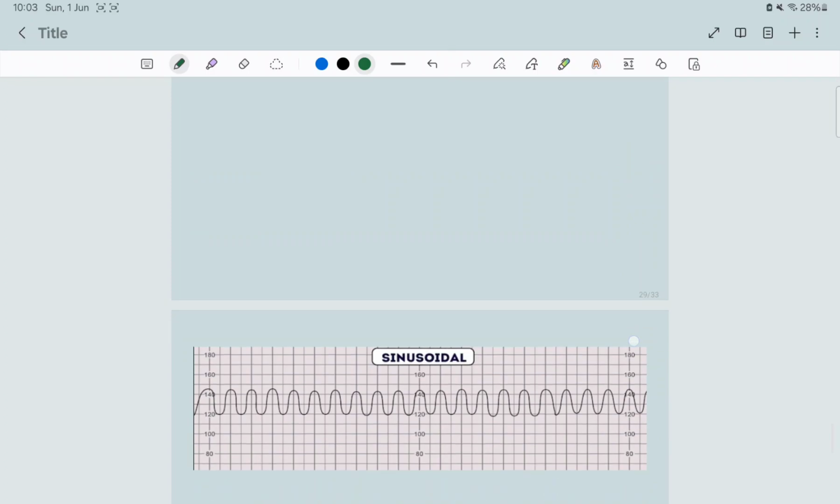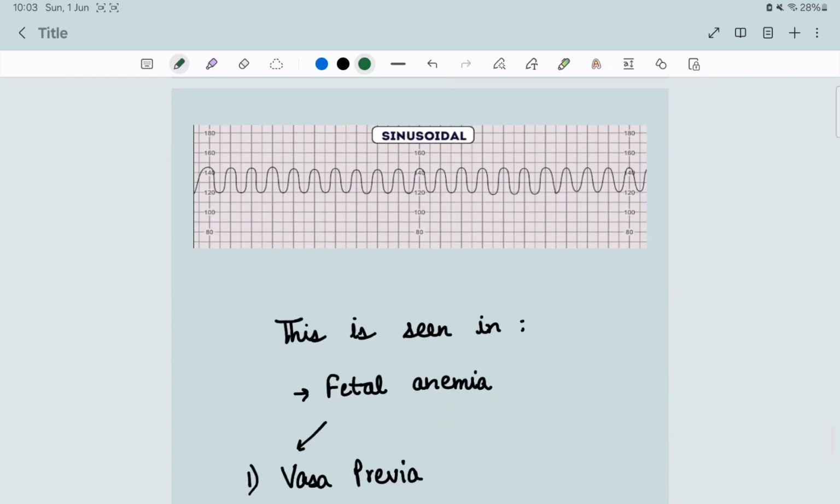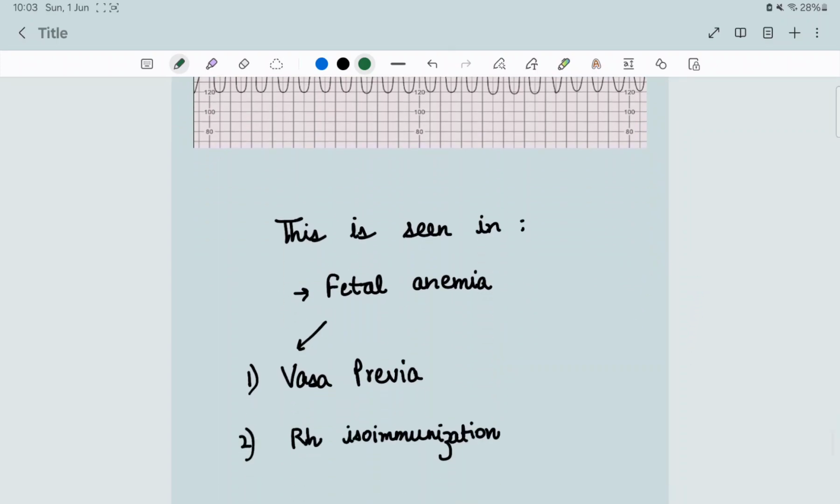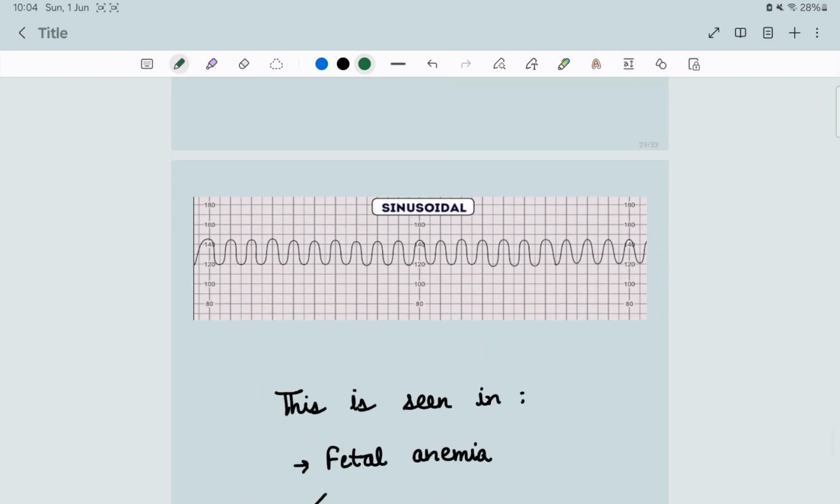Now this is about NST. One more pattern which we can see is the sinusoidal pattern. So what happens in the sinusoidal pattern? It is seen in fetal anemia. When is it seen? Like in vasa previa. What happens in vasa previa? The fetal blood vessels start to leak. And second is Rh immunization. So these patterns are important.